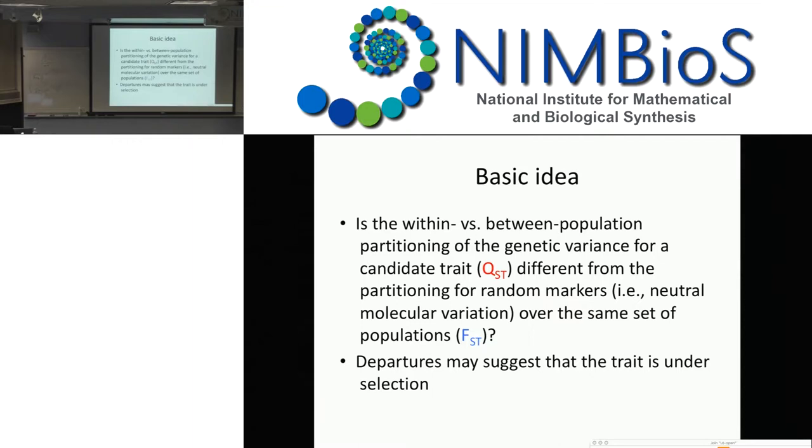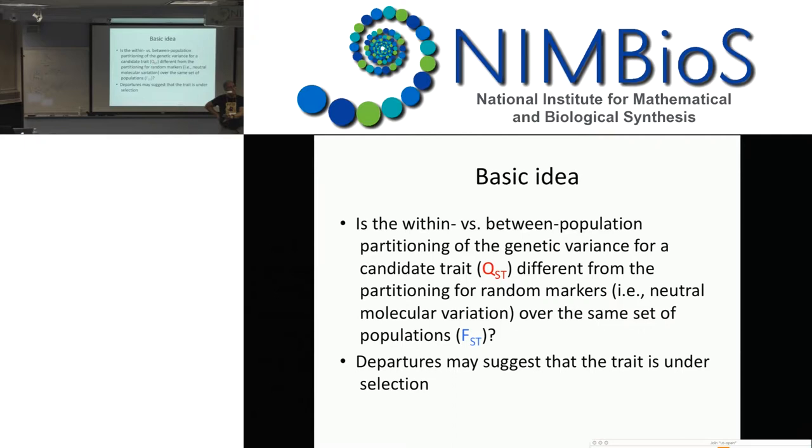It is the within versus between population partitioning of the genetic variance of a trait. We call that QST, and we'll talk about this in a second. Is that different from the partitioning of random markers? So we have this metric we'll talk about called FST. It's a general measure of how populations diverge. We'll talk a lot about FST when we talk about tests of selection based upon markers. This is different. This is using FST to give us one standard, and then using a trait to give us another standard. So I'll first talk about what FST is, then talk about some of the limitations.